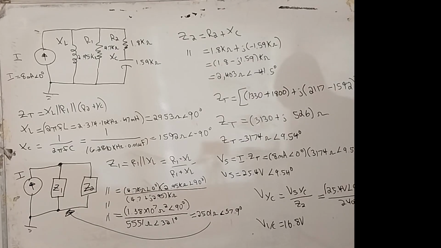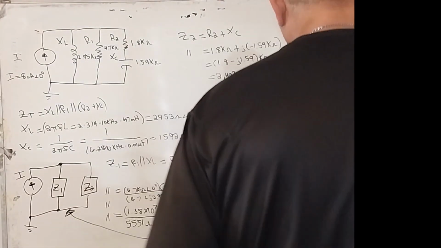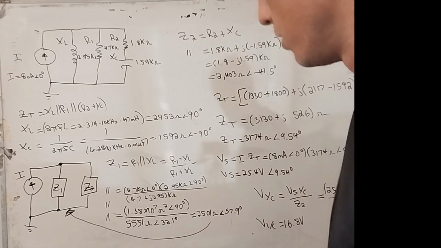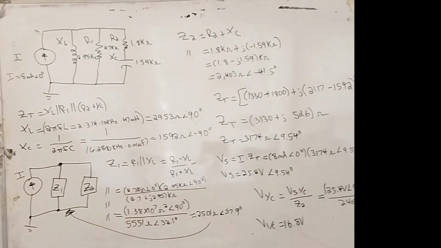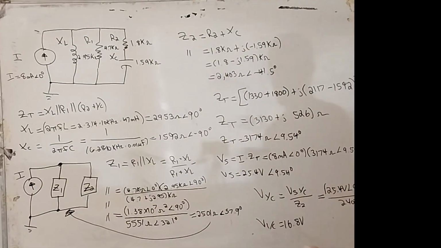The square root of 3130 squared plus 526, 3130. Oh. All right, so let's just keep this recording and let's see what I did wrong. Z sub T is that they're in parallel.